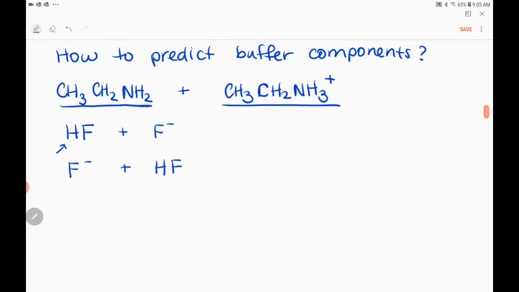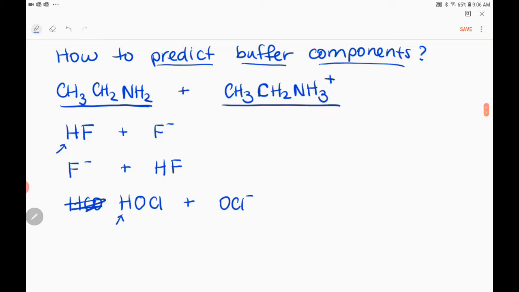Let's think about some other things we can add. How about HOCl. We can tell this is an acid because there's an H on the left. So this is going to lose that when it makes a buffer, and the H plus will go somewhere else. So these two components, that's how you can predict the buffer components. They're going to be different by 1 H.